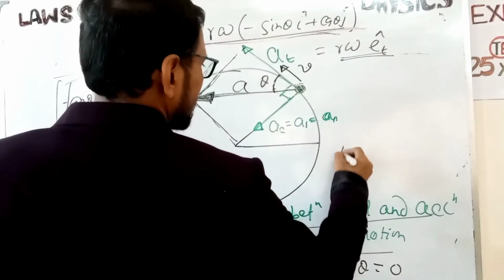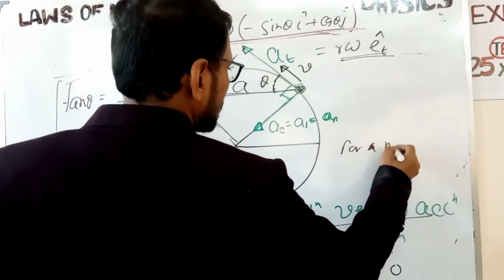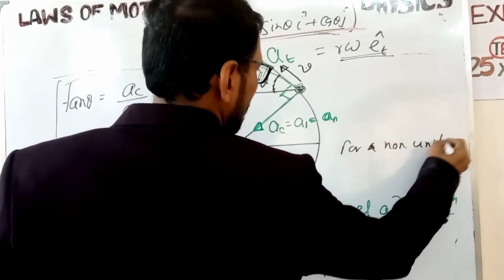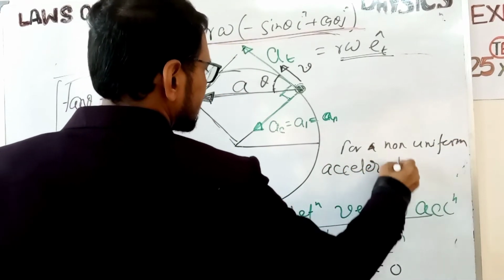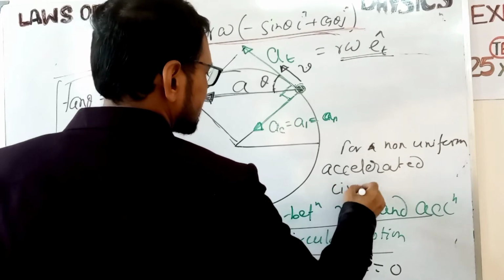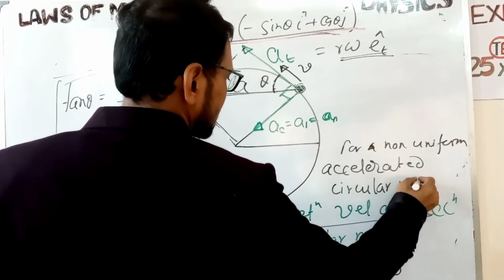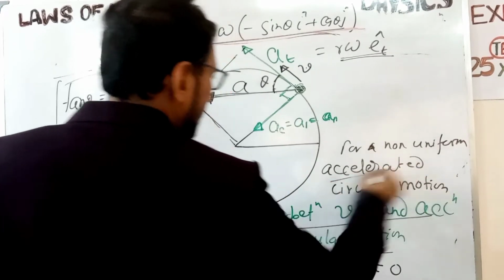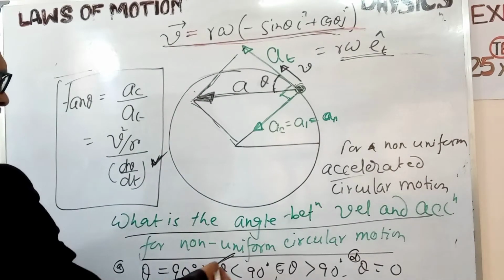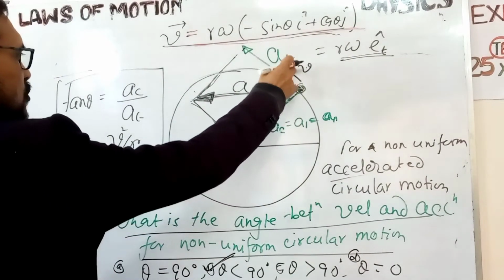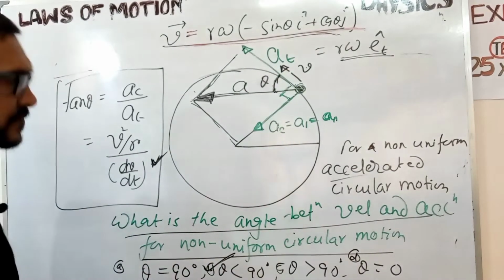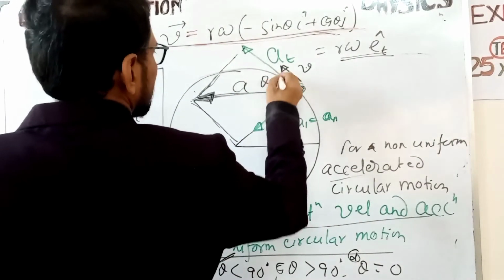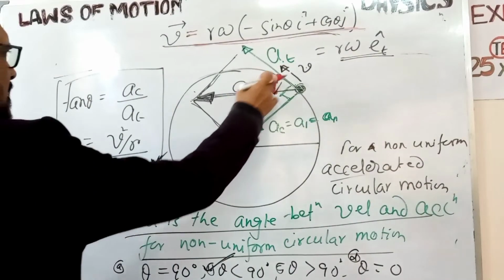for a non-uniform accelerated circular motion. For a non-uniform accelerated circular motion, the angle is less than 90 degrees. The angle between velocity and acceleration is less than 90 degrees. This angle between velocity and acceleration is this.